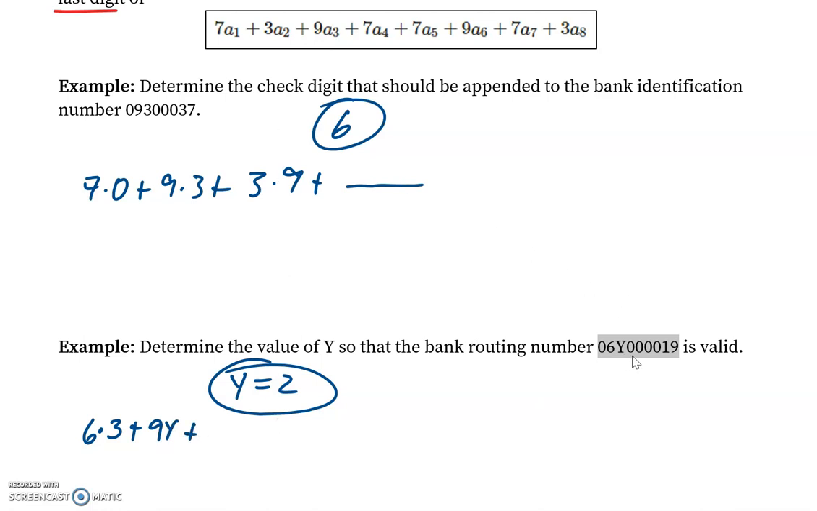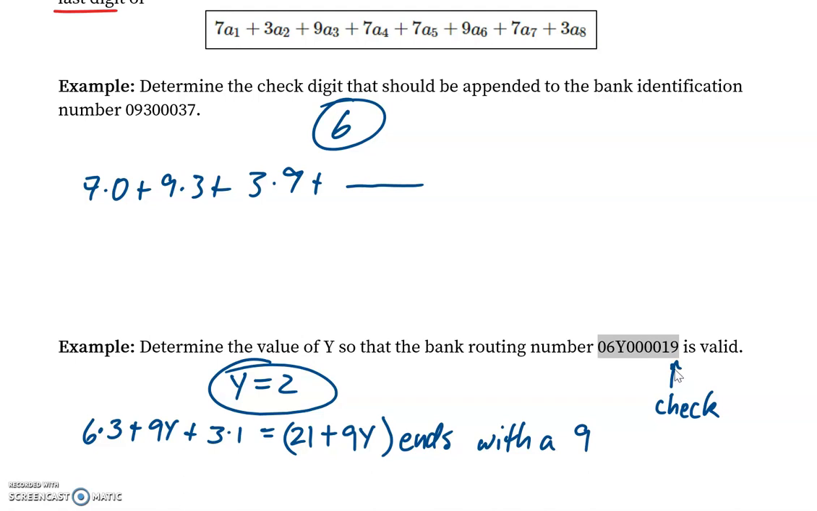Then we keep going down the line, right? We have a bunch of zeros. And then really the only thing we would have is 3 times 1, because remember, this is our check digit, so it does not get multiplied by anything. So we would have 3 times 1. So, okay, this would be 18 plus 3. So 21 plus 9y. The whole idea, though, is that this whole thing ends with a 9, right? That's the check digit.